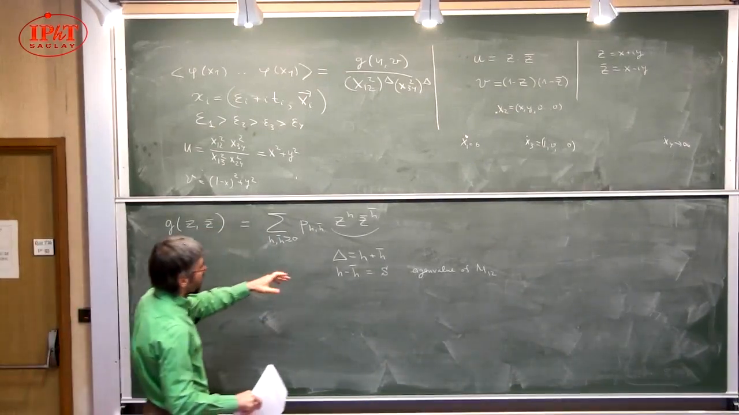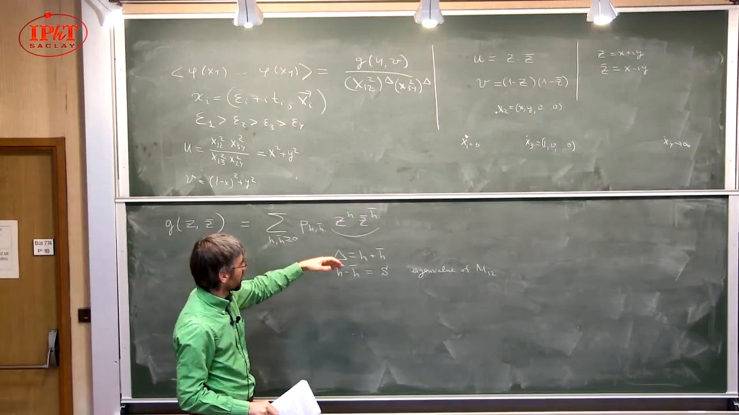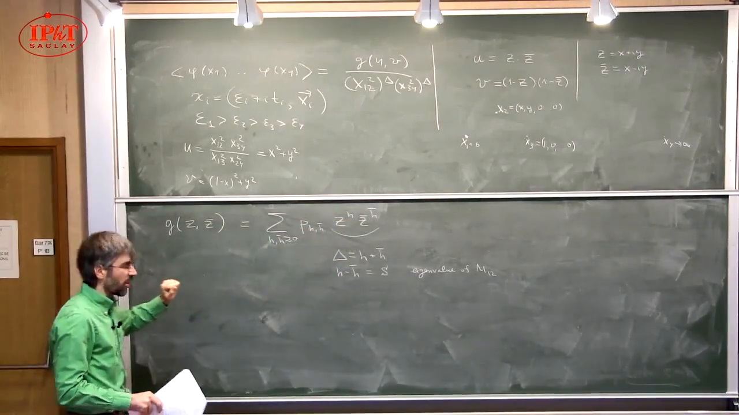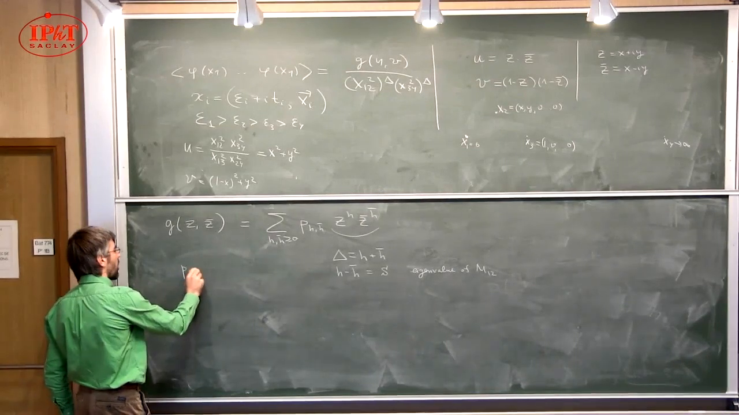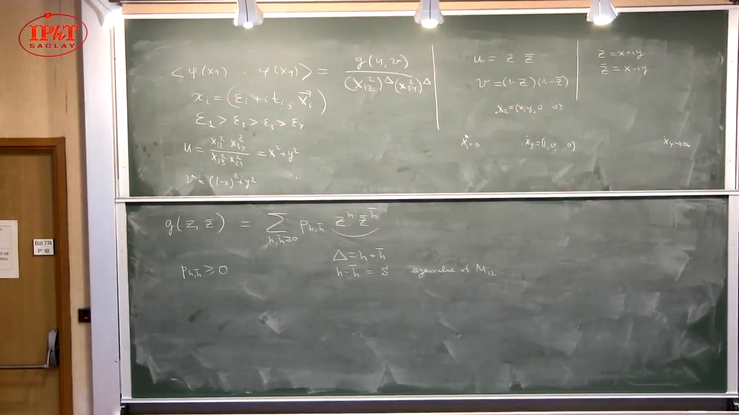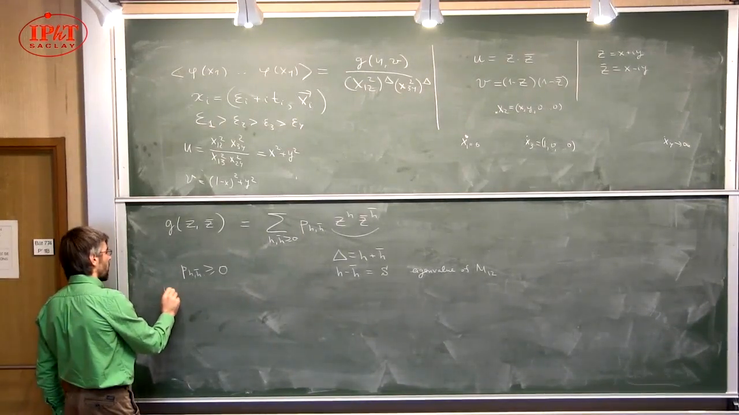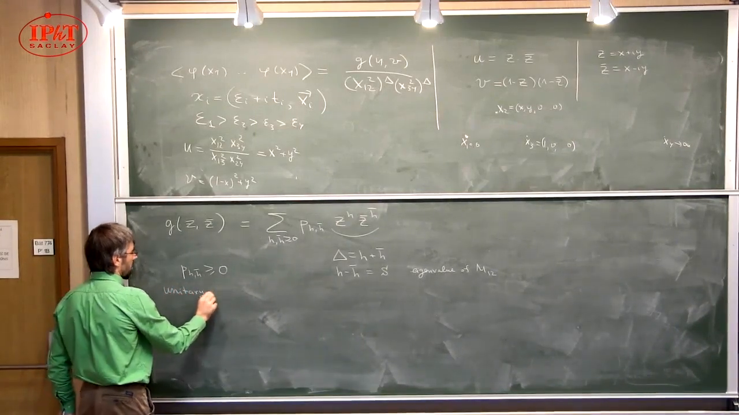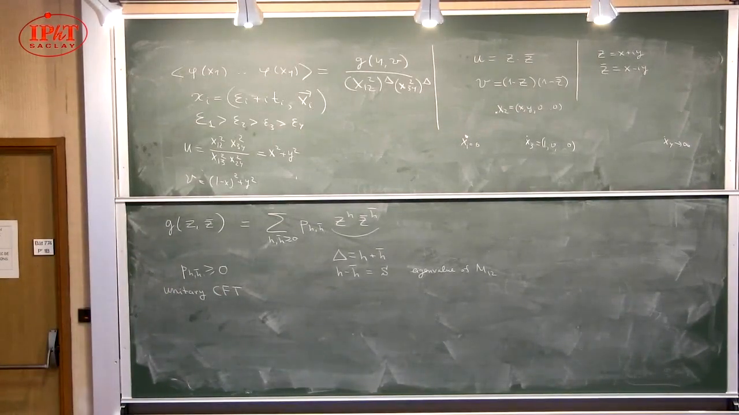I could write this sum in terms of conformal blocks, but I don't need conformal blocks for what I'm going to say. So I'm using this whole power series expression in z and z bar. And the only non-trivial claim that I would like to make is that these coefficients p h h bar are non-negative real numbers. This is very important, and this is not true in any conformal field theory, but this is true in a unitary conformal field theory, or in a Euclidean reflection positive conformal field theory.